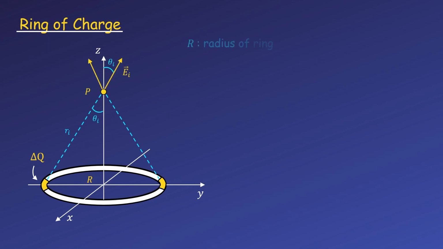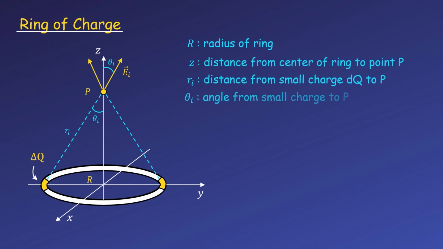We'll look at a small portion of the charged ring. Notice that the way we've placed our coordinate system, for every small portion of the ring on one side, there is a charge on the opposite side of the ring. This means the x and y components of the electric field will cancel because there is always a charge with the opposite components of electric field. However, they all have a z component that points upward.